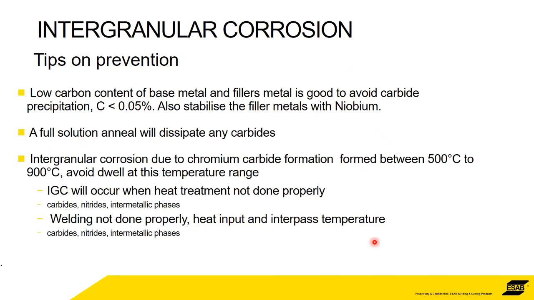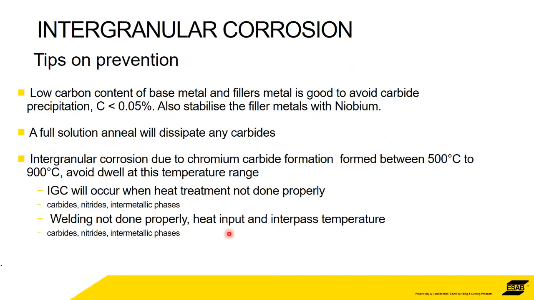So what do we do? Use low carbon content base materials, low carbon content filler metals such as 316L, L meaning low carbon, 308L for low carbon. You can use niobium stabilized alloys as well. The niobium basically pins the grain boundaries. Full solution anneal if it's possible, and if you allow the material to dwell between these temperatures, then that's when you're going to be susceptible to intergranular corrosion. So anything you can do to avoid that will help.